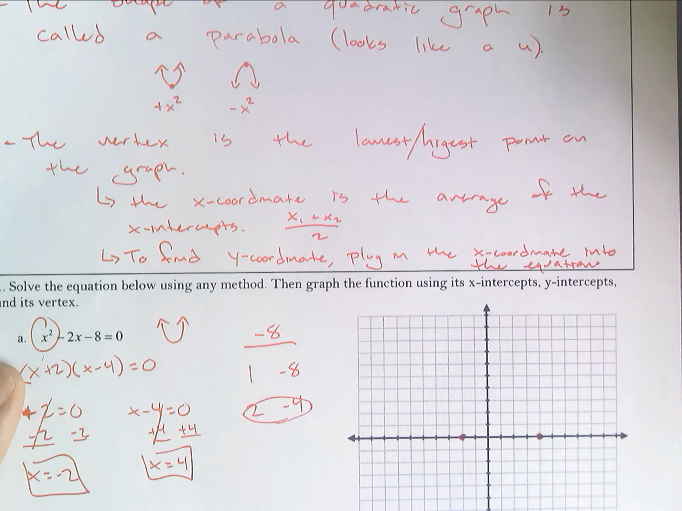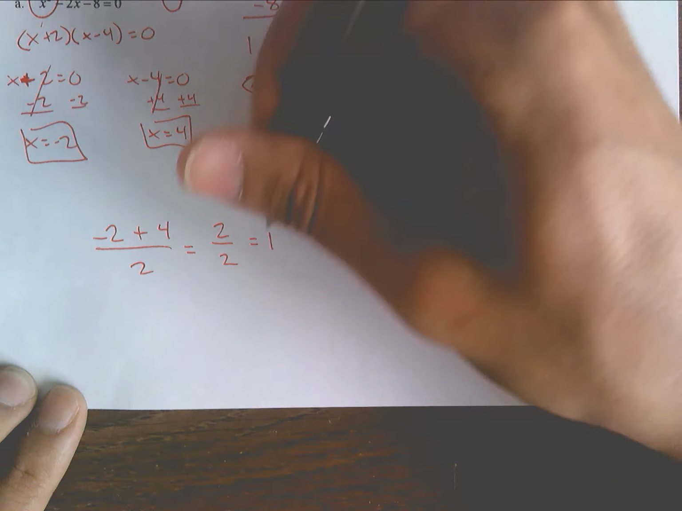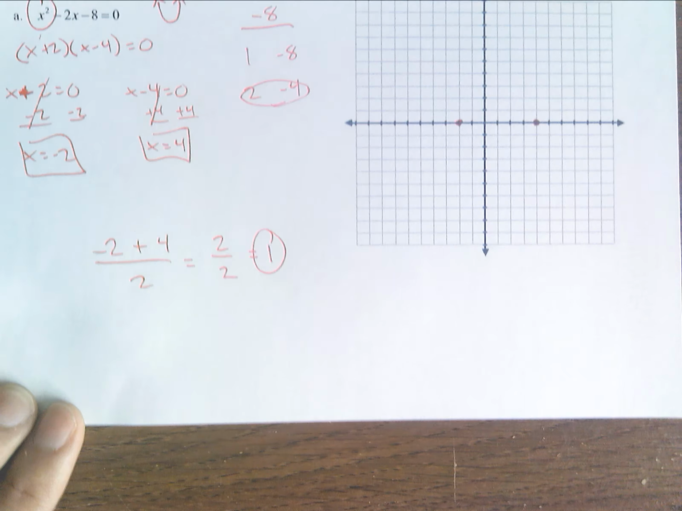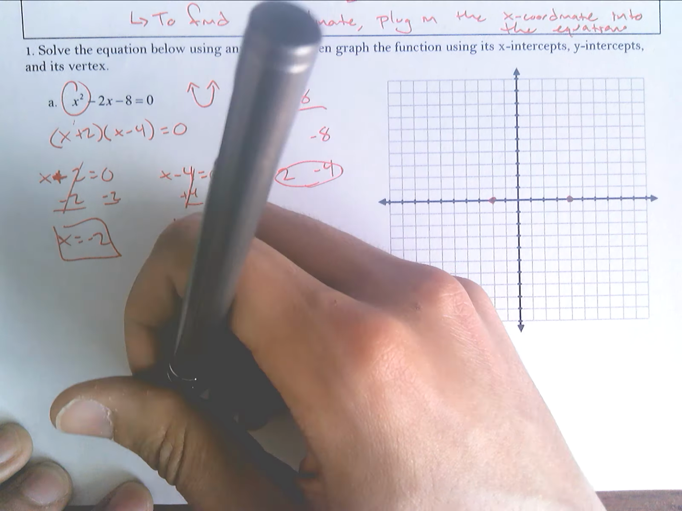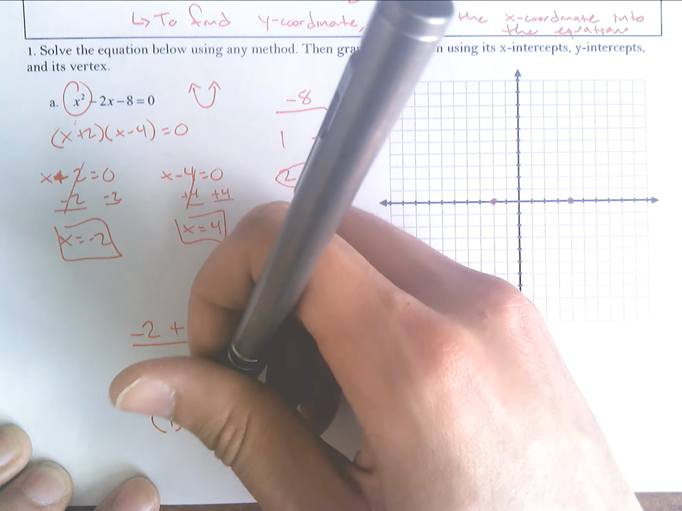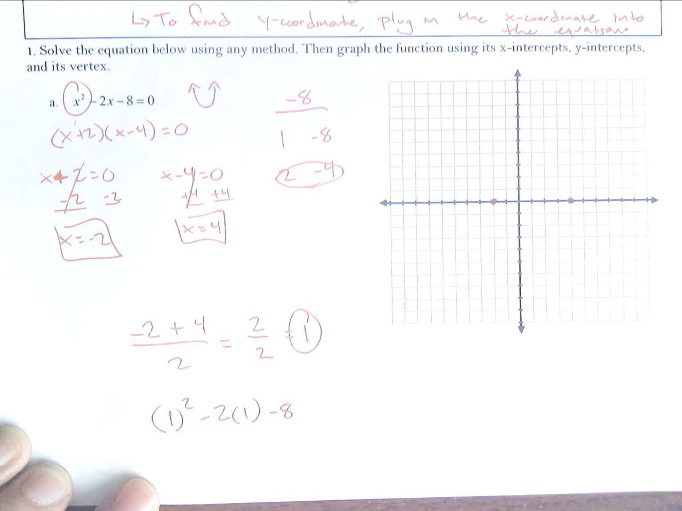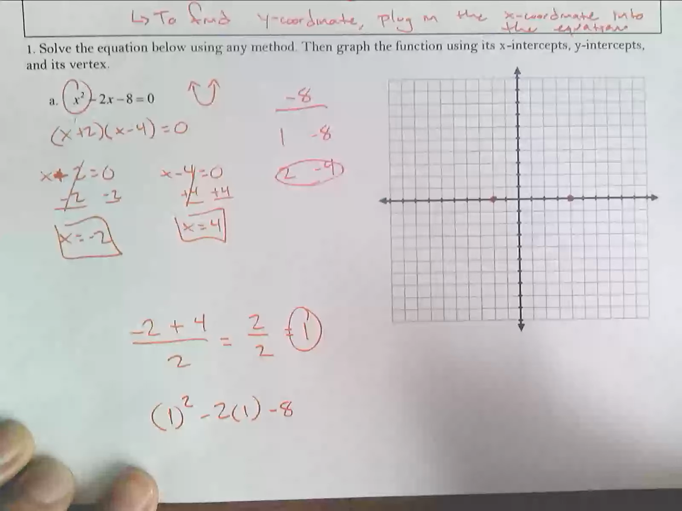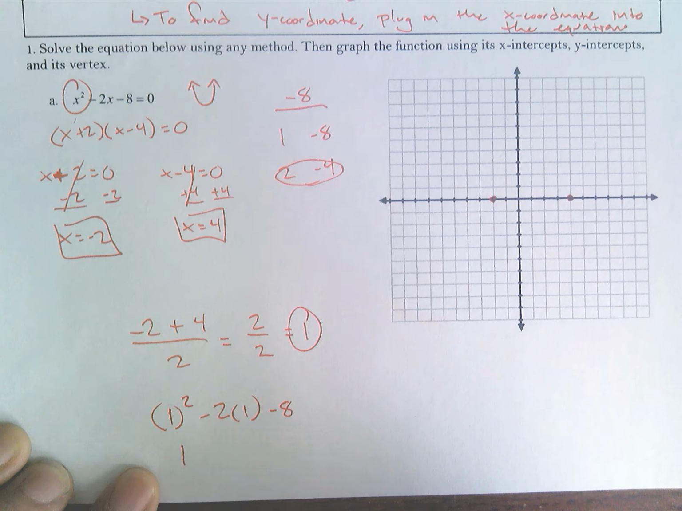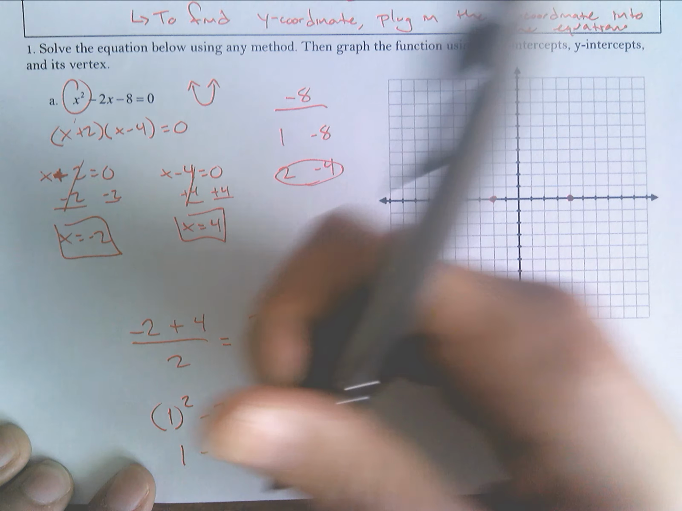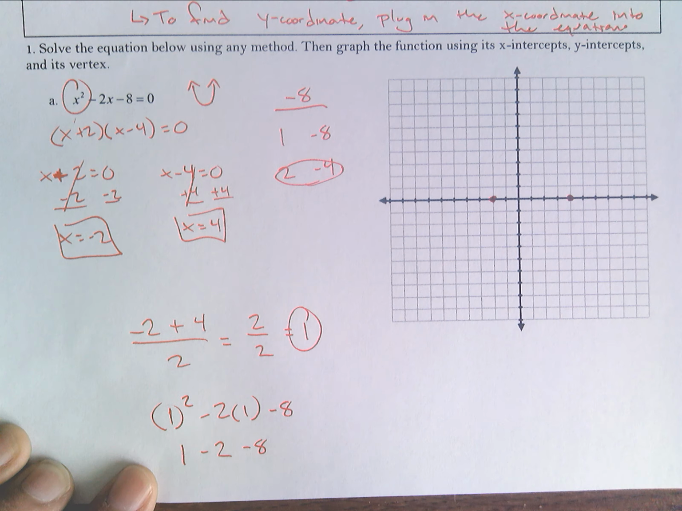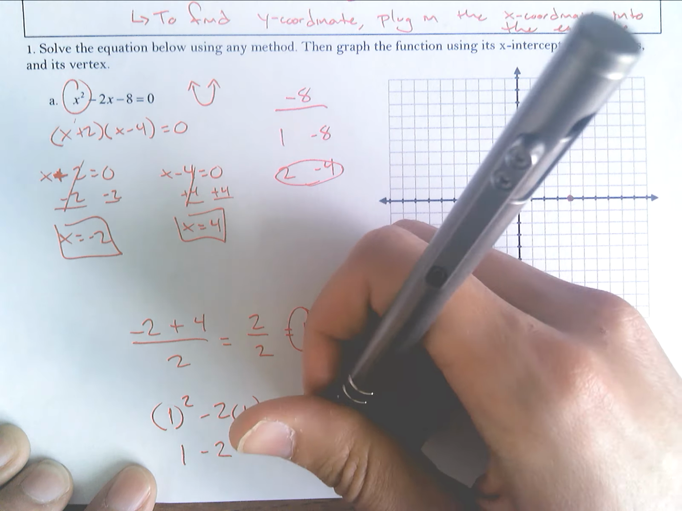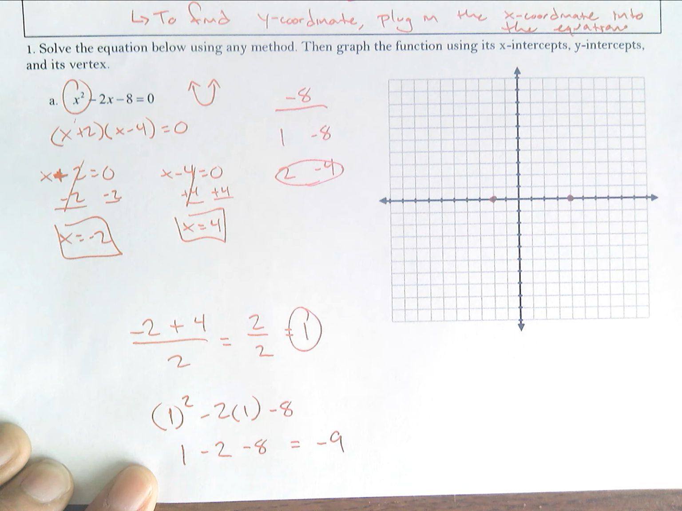All right. So we found the x-coordinate of the vertex. We're going to go ahead and plug in that x-coordinate into the equation. So we have x squared minus 2x minus 8. So we have 1 squared minus 2 times 1 minus 8. And then we'll go ahead and evaluate this. We have 1 squared is 1, minus 2 times 1. Well, 2 times 1 is 2, so minus 2. And then we'll bring down the minus 8. Well, 1 minus 2 is -1. Minus 8 is -9. So our y-coordinate is -9.